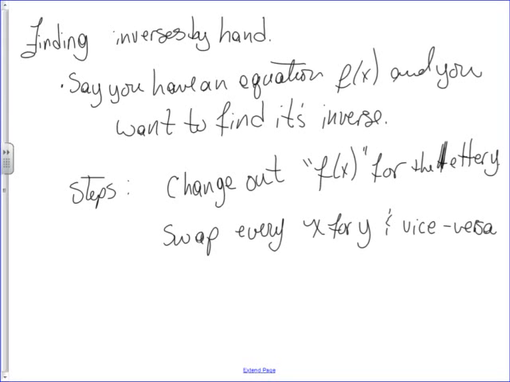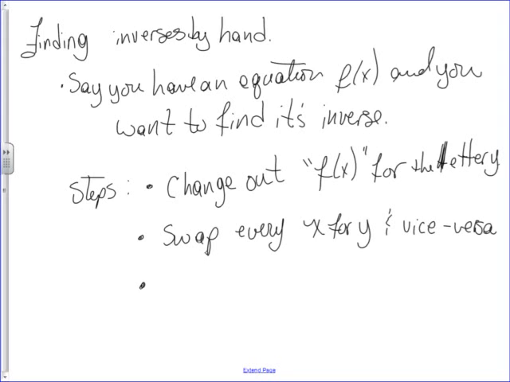So you change the y that you just put in for the f of x to x, then you go to the other side of your equation and change all of your x's to y's. All right? Next step.